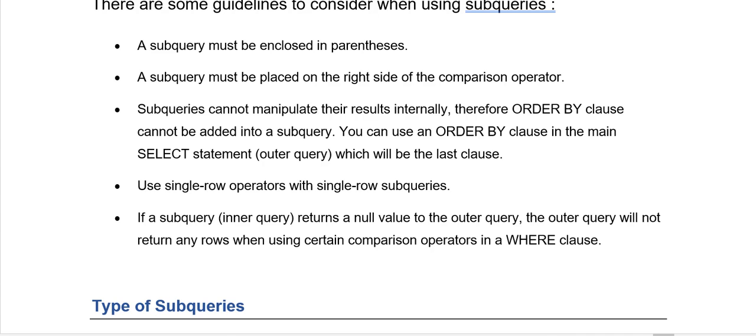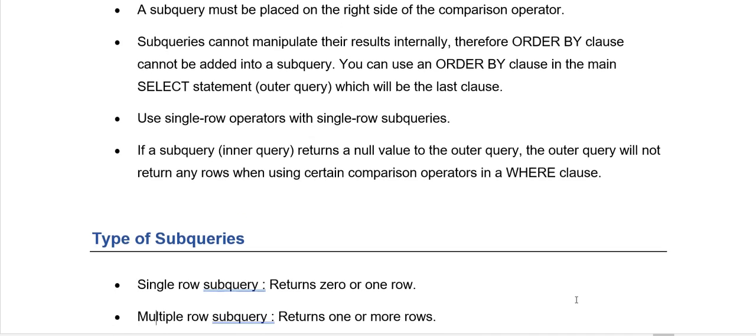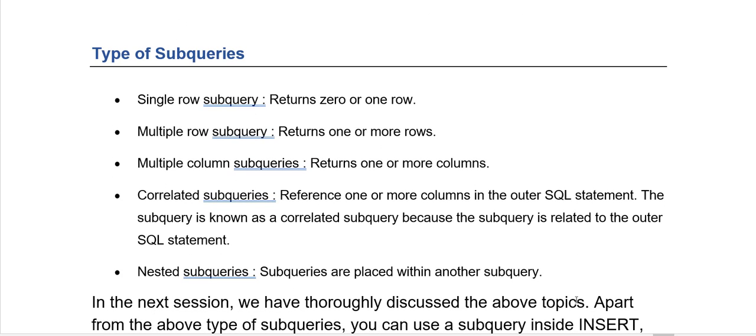Then afterwards, types of subqueries. We have multiple types, like single row subqueries, multiple row subqueries, multi-column subqueries, correlated subqueries, and nested queries. So these are all the types of subqueries that we have, and we'll look at them one by one. They return zero or one row, one or more rows, one or more columns, or reference one or more columns in the outer SQL statement. The subquery is known as a correlated subquery because it is related to the outer SQL statement, and subqueries can also be placed within another subquery. So we'll see that here.